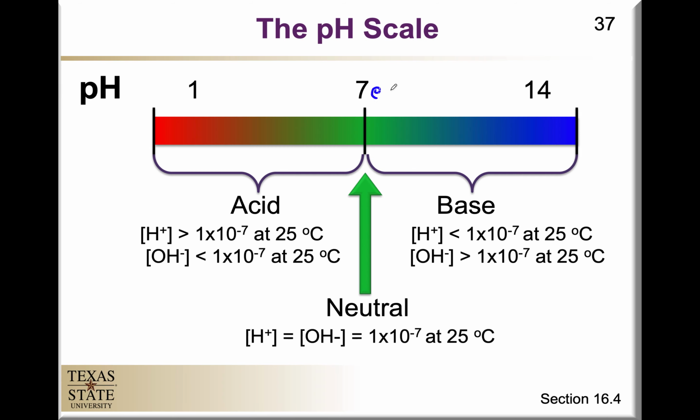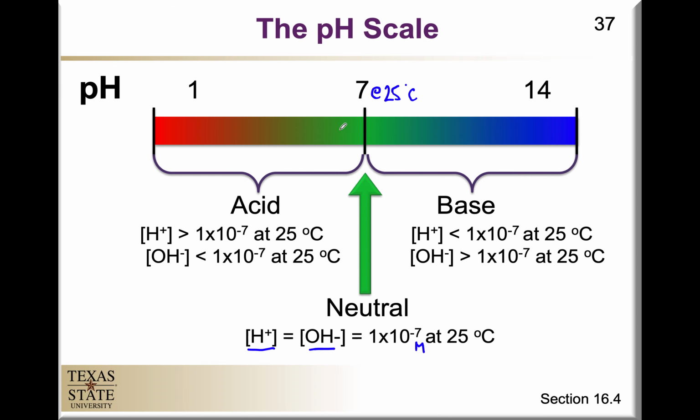So a pH of 7 at 25 degrees Celsius would be neutrality. That would be a solution that is neutral. And as you heard in the previous video, a solution that is neutral is one where the hydrogen ion concentration is equal to the hydroxide ion concentration, and both of them have a concentration of 1.0 times 10 to the negative 7 molar at that temperature.